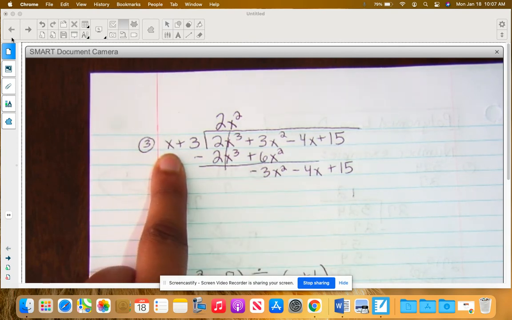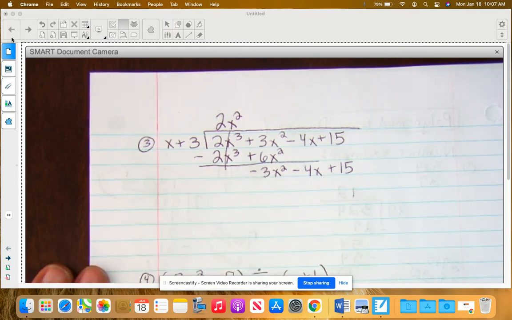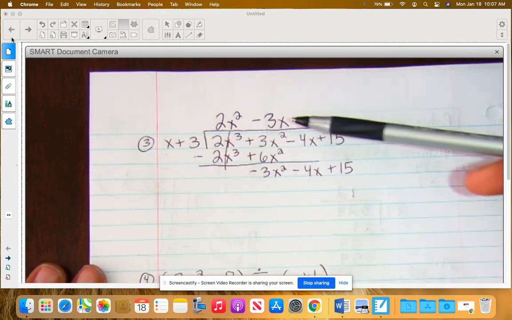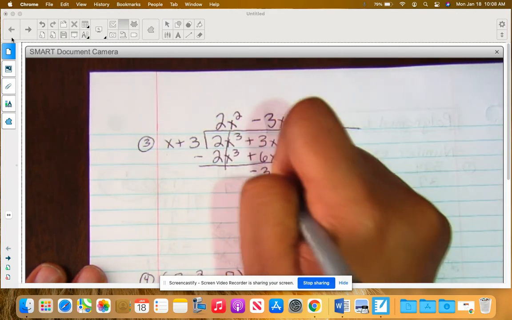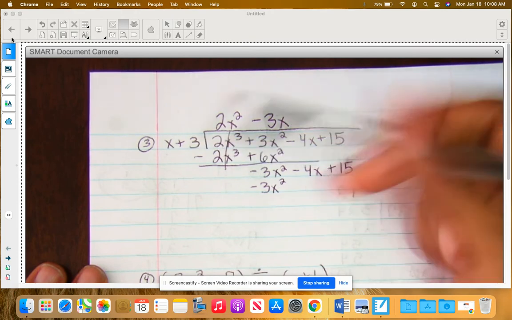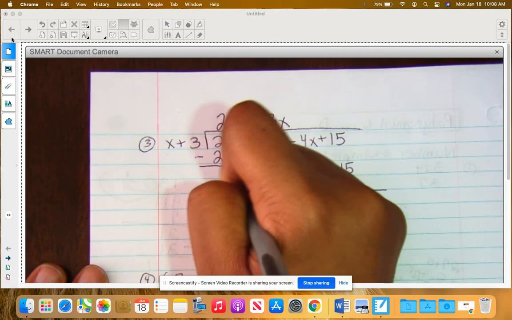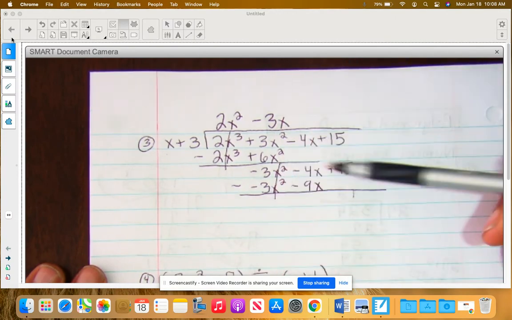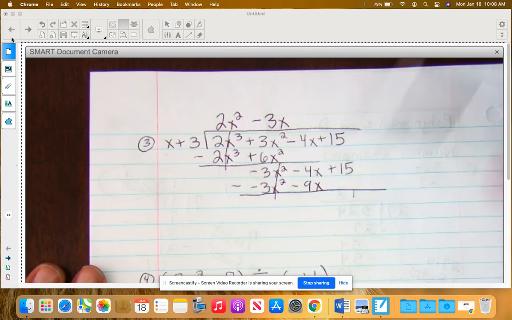So x times what gives me negative 3x squared. That's something that we're missing is negative 3x. Put that at the top. And we're going to multiply. Negative 3x times x is negative 3x squared. Negative 3x times 3 is negative 9x. Draw the line. Subtract. Negative 3x squared minus negative 3x squared goes away. Negative 4x minus negative 9x is 5x.